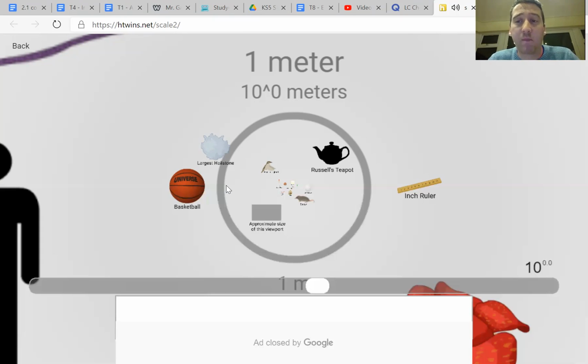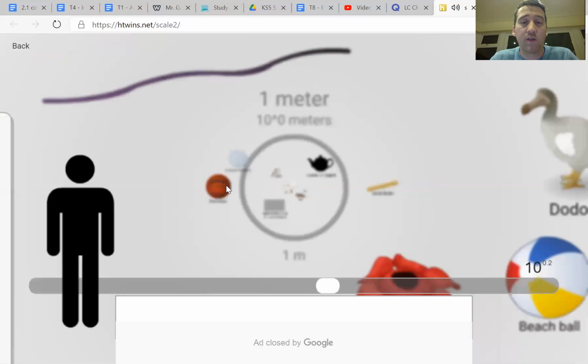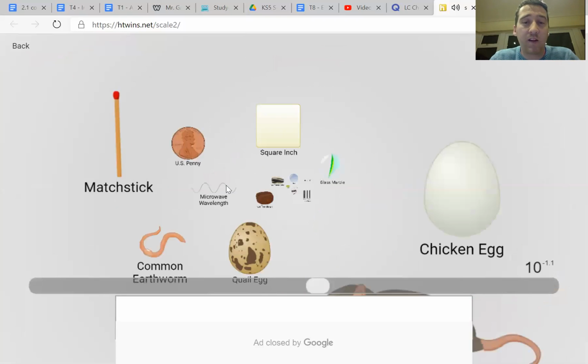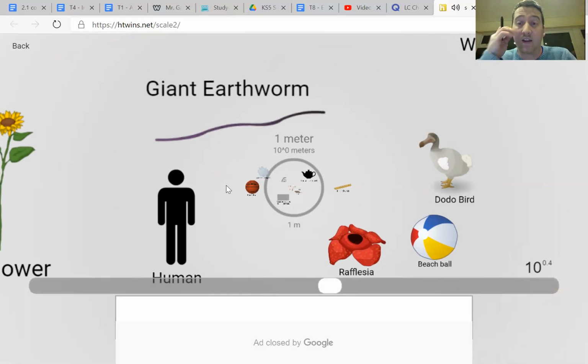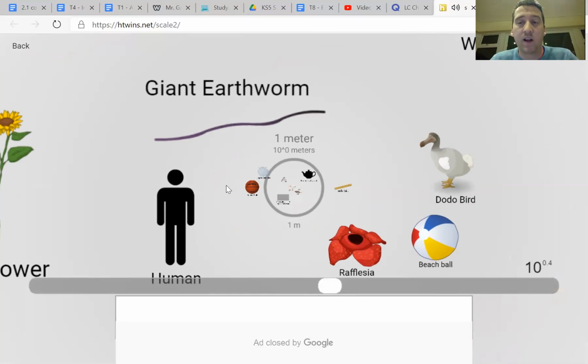That's Russell's teapot, as you can see there. These are things which we would measure in meters, but they wouldn't be a full meter. The inch ruler is, I think, 30 inches, and it's about a third of a meter, as we said already. So this is the scale that we're used to dealing with things. If I zoom out just a little bit here, you can see other things that are measured in meters. Compared to a human, you can see that the beach ball is smaller, but it's about the same size as a dodo bird there.